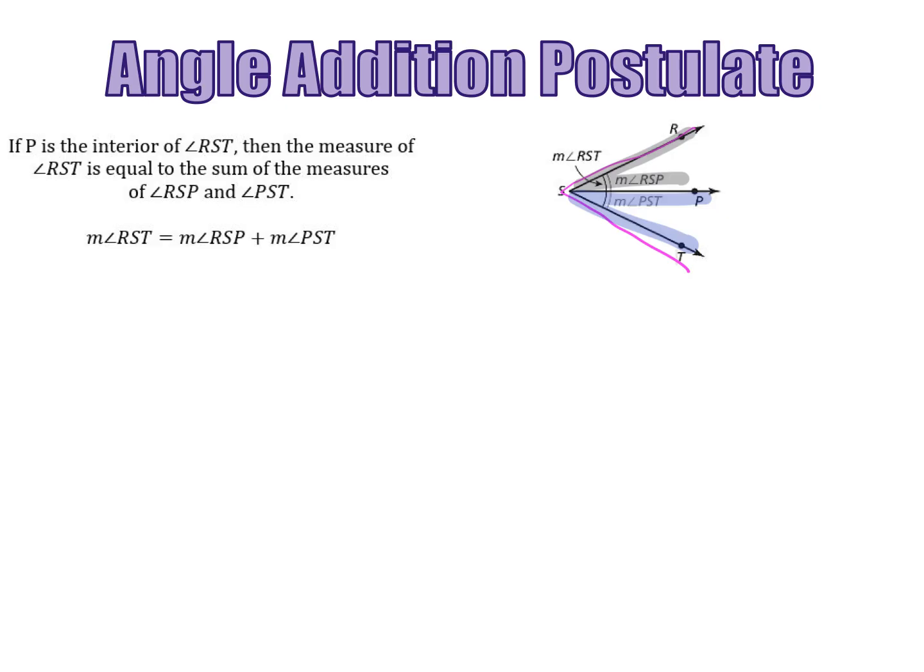So if, for example, I knew that this was 35 degrees and I knew that this was 40 degrees, I could add them together to get that the entire angle is 75 degrees. That's what this postulate is allowing us to do. Now let's go ahead and look at some examples where we're using angle measures to find other angle measures.